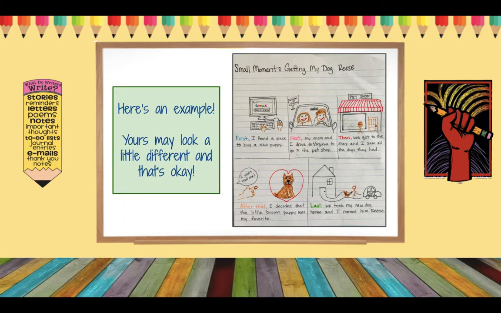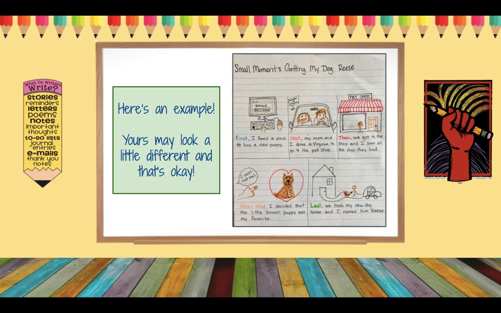If you want a visual, here's an example. Yours may look a little different, and that is okay. This is just Miss Anissa's example. So I wrote the title, Small Moment, Getting My Dog Reese, and then I drew 5 boxes here. And then in my boxes, I have a picture for each event that happened and a sentence. I'll read them to you.